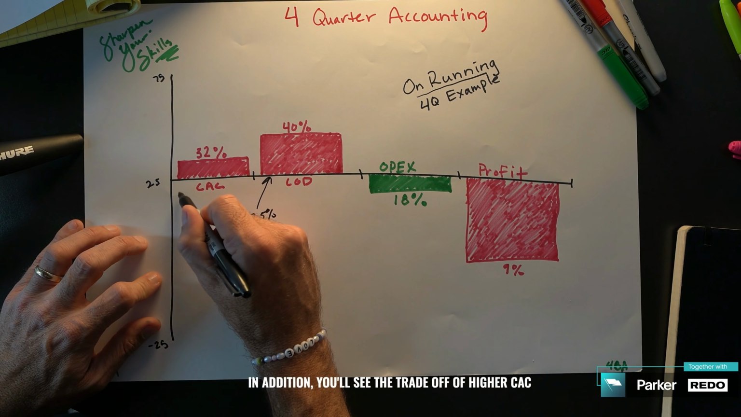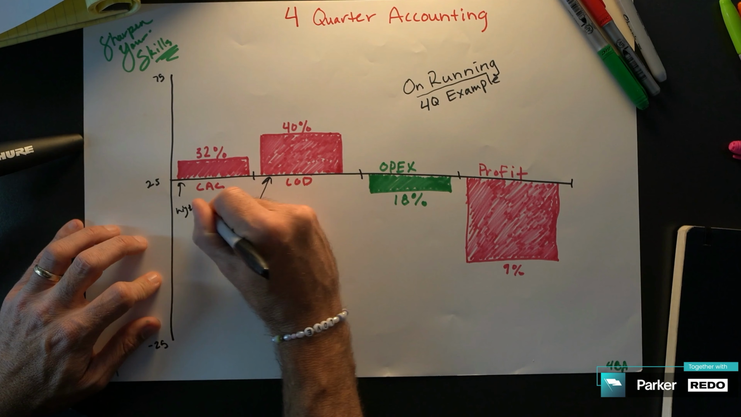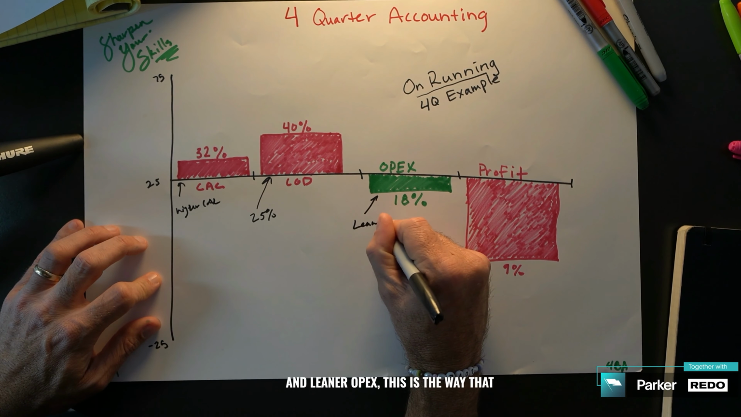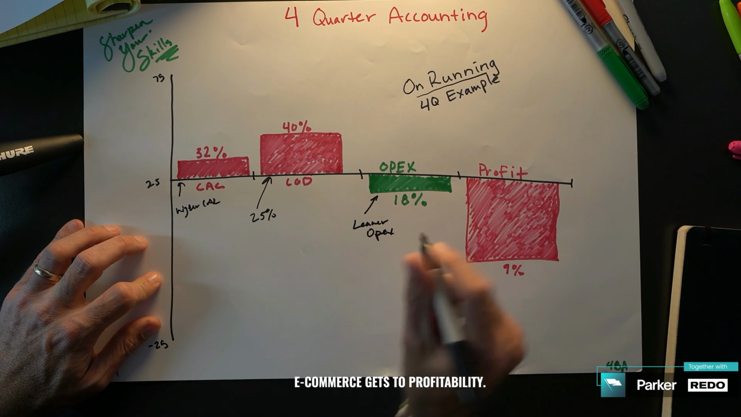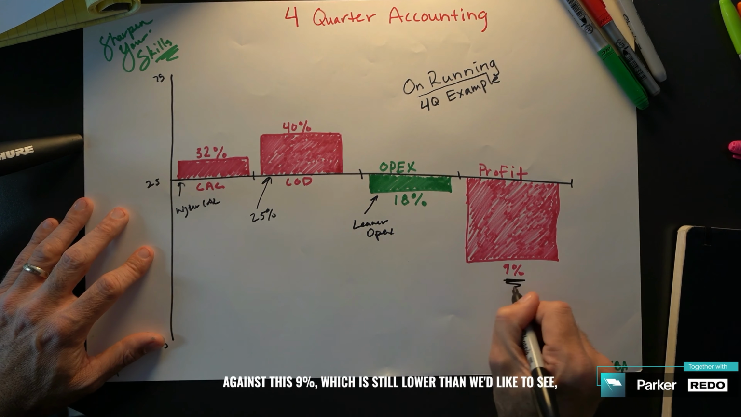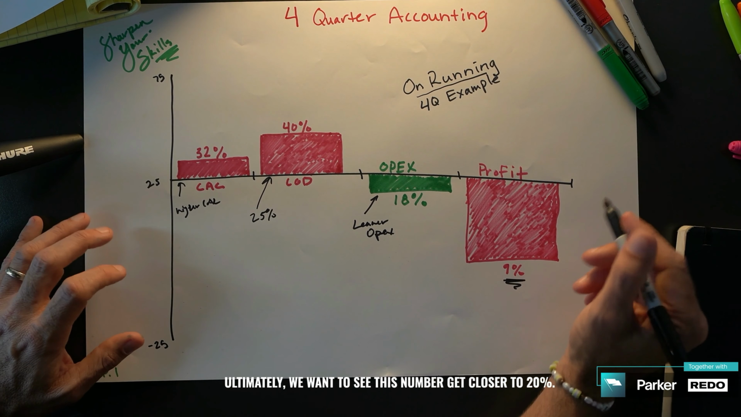So 40% is a pretty good result. In addition, you'll see the trade-off of higher CAC and leaner OPEX. This is the way that e-commerce gets the profitability. So if you were running this business and you wanted to improve against this 9%, which is still lower than we'd like to see, ultimately, we want to see this number get closer to 20%.